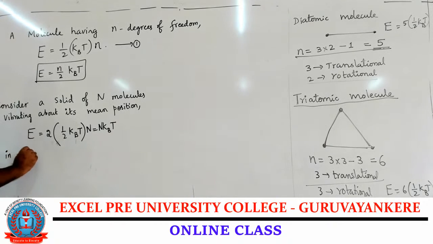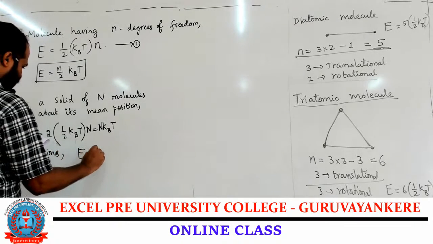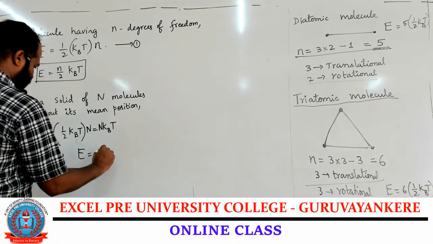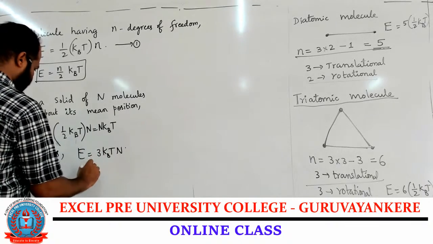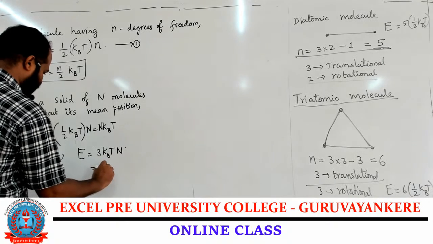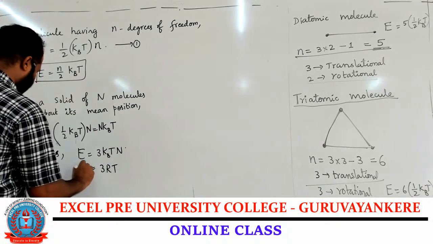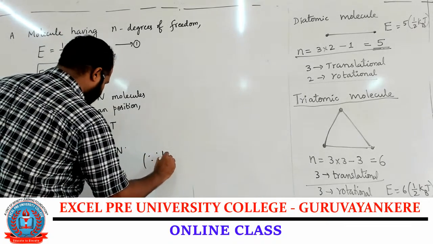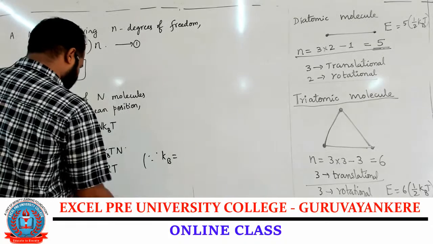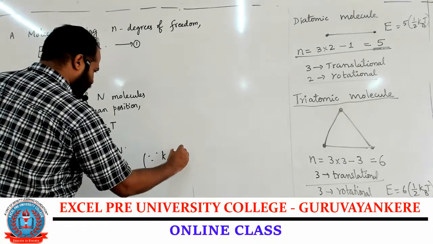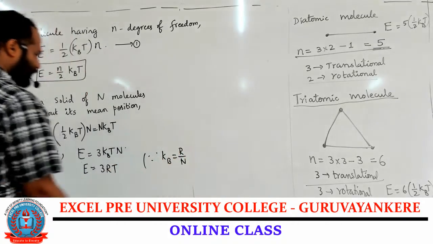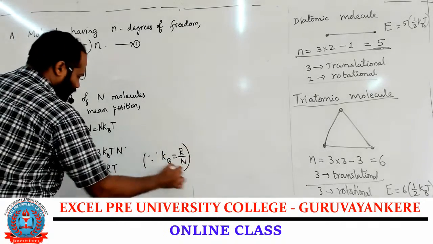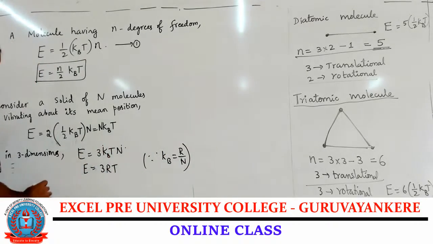If it vibrates in 3 dimensions, the energy will be 3 kBT into N, which I can write as 3RT. So the total energy is 3RT, since kB is R by N. So N kB is R.